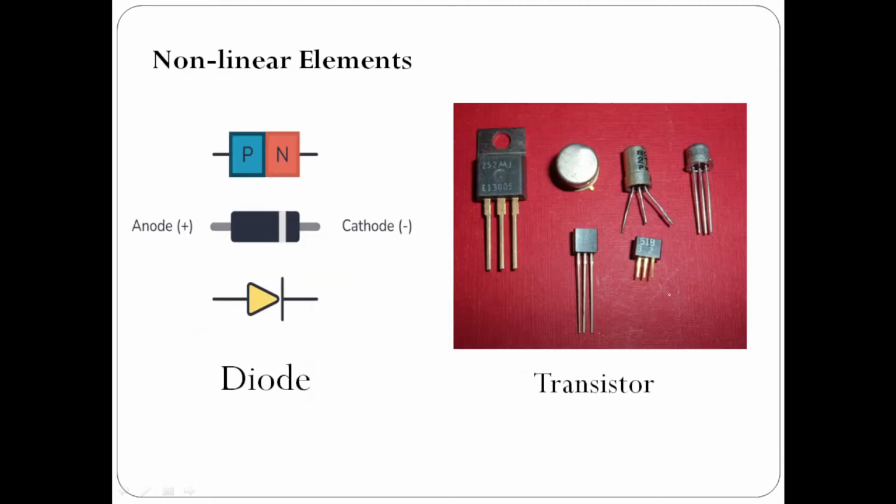Now non-linear elements. These are the elements which won't show any linear relationship between voltage and current. Such elements are electronic devices such as diodes and transistors.